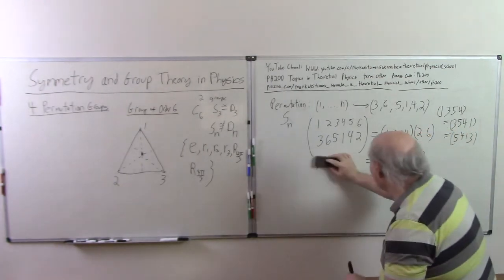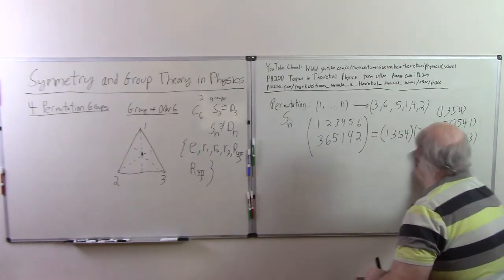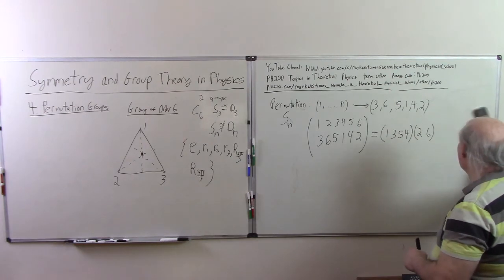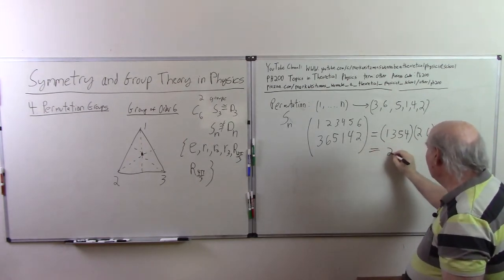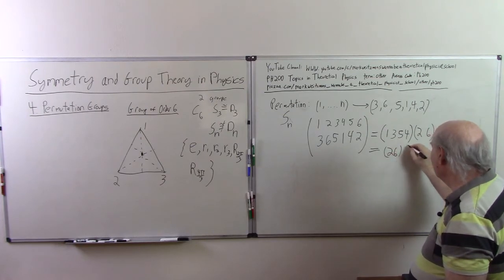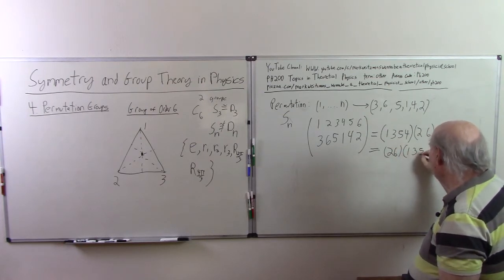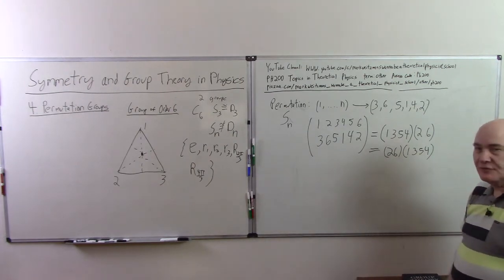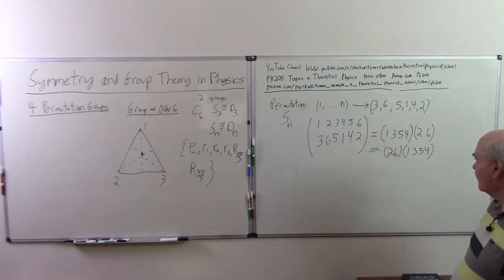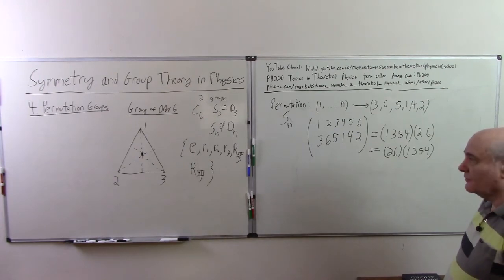Let me erase some of this stuff. It doesn't matter which order you write the cycles in. Because these cycles are disjoint, they commute. So this is the notation we'll use for permutations, the cycle notation. It's very convenient and it will turn out to be very useful when discussing things like classes and everything.